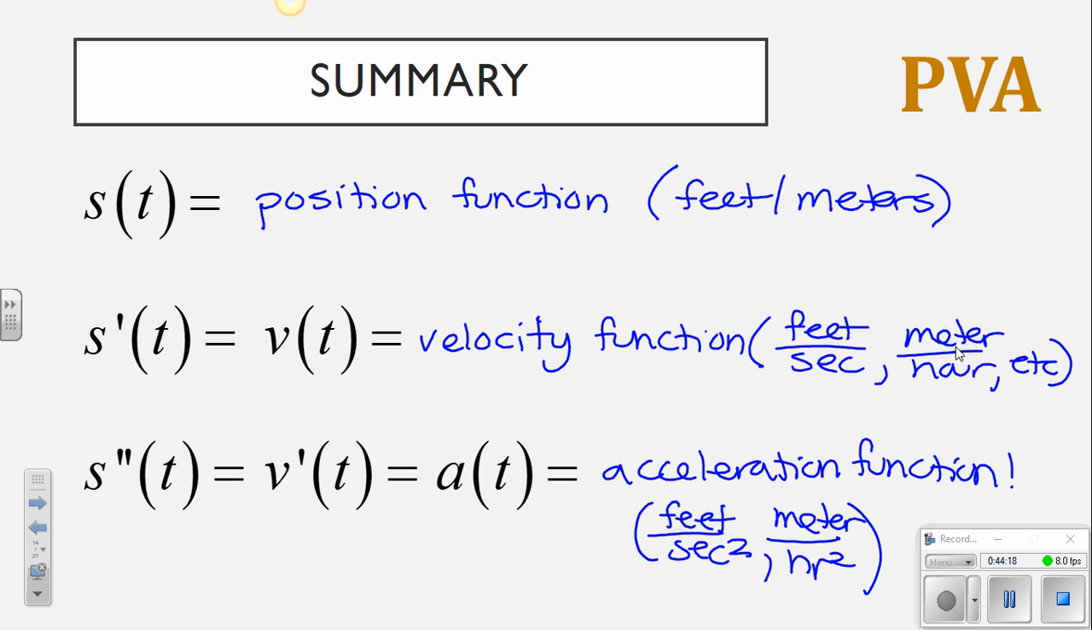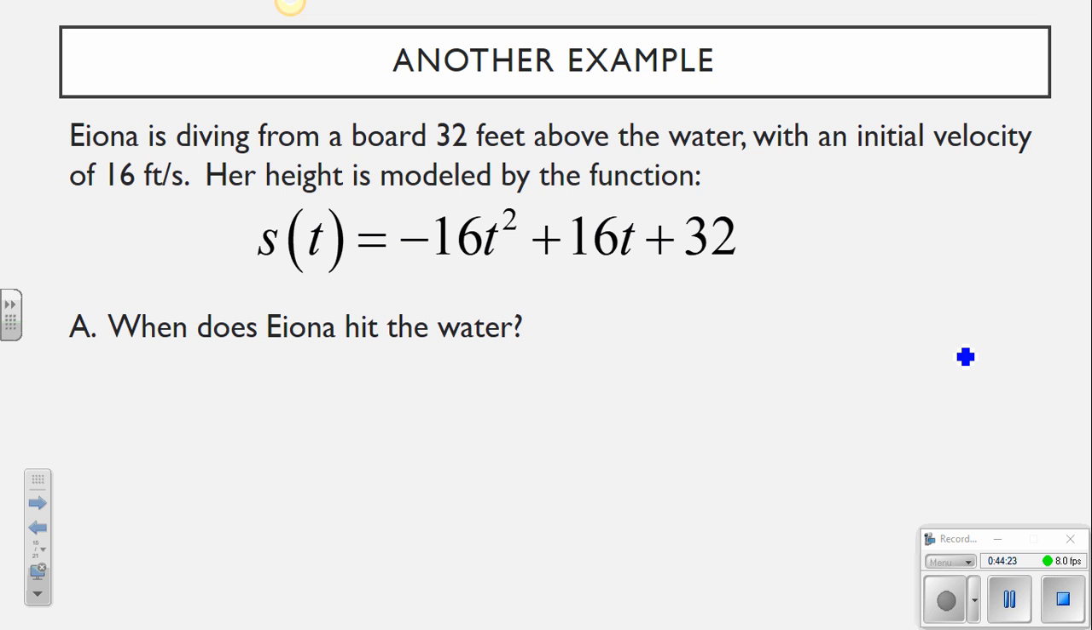All right, you guys good? Have that copied down? Iona, you're going diving, my friend. Iona is going diving.